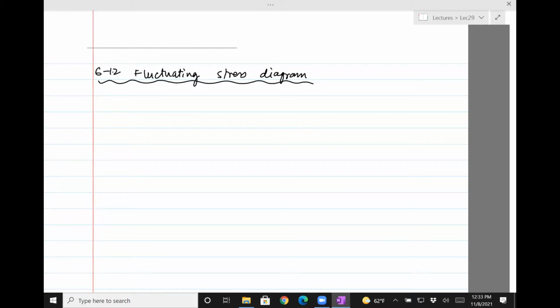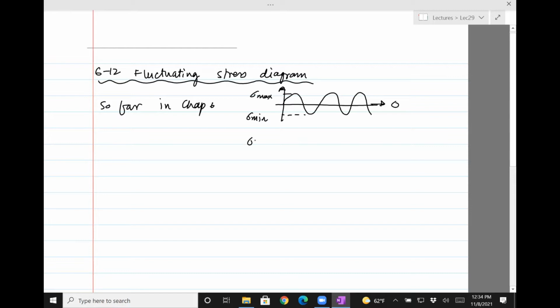Okay, so what we're doing now is this. So far, everything we've covered in chapter 6 has been this loads. There'll be sigma max, sigma min, and sigma max is negative sigma min. This is only for loads which are cyclic and they're reversing. So the max and min are 0, and the mean stress is 0. But most times you don't have a mean stress of 0. You have a non-zero mean stress.